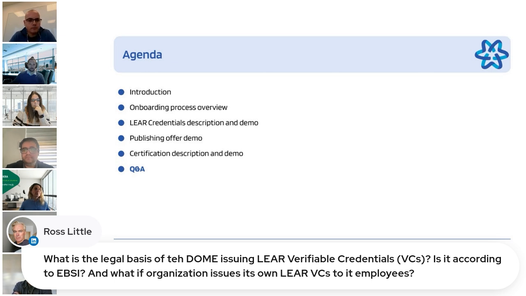This is it. Okay, and let me add something, because I didn't read the question from Ross, which is very interesting. The last part, is it according to FC? Okay, more or less I already explained. This is an evolution of FC. I would say more advanced. Okay, and what if an organization issues its own credential?